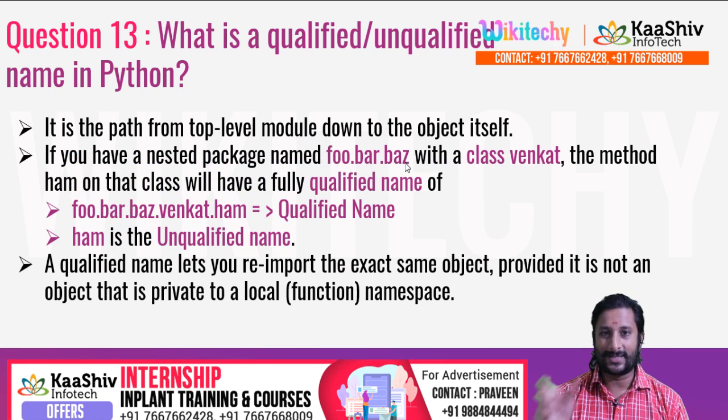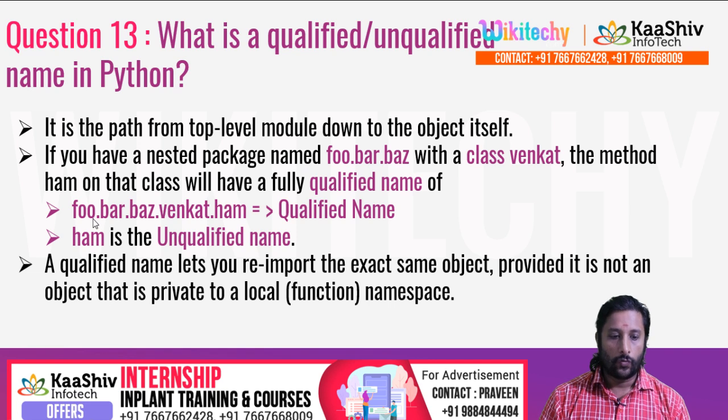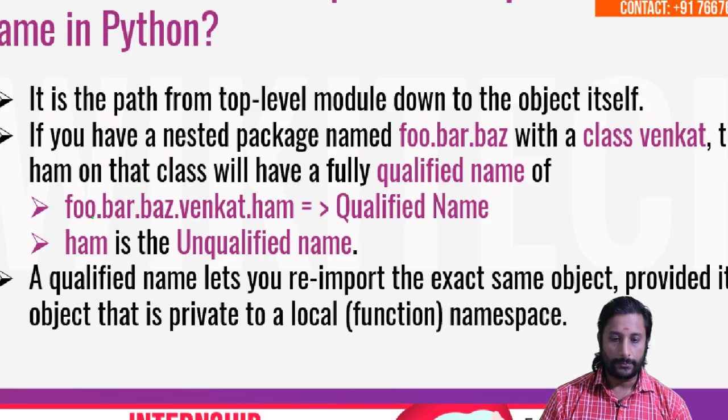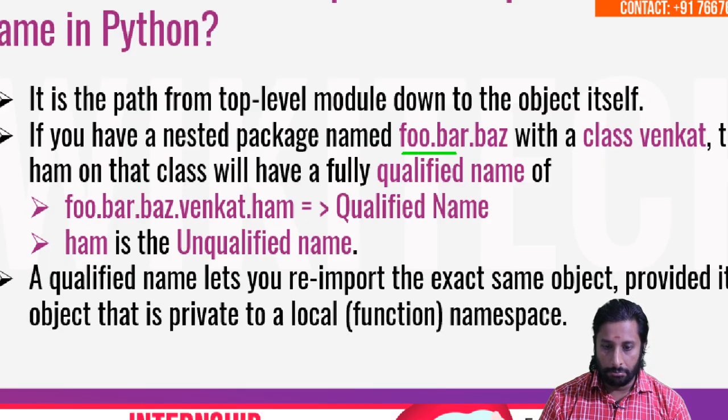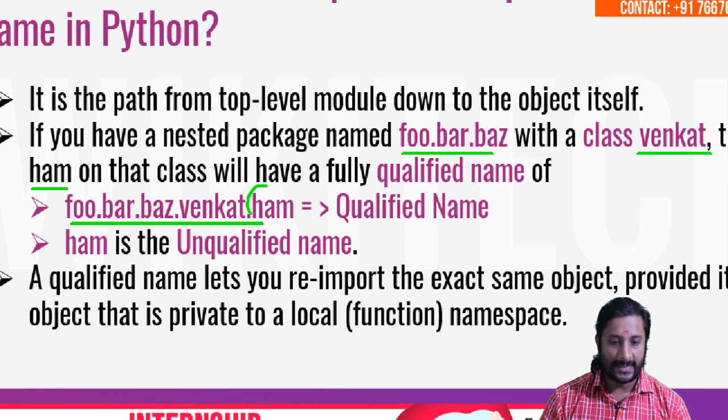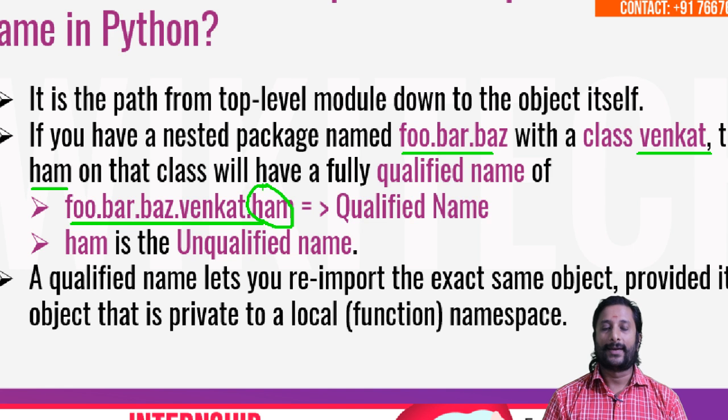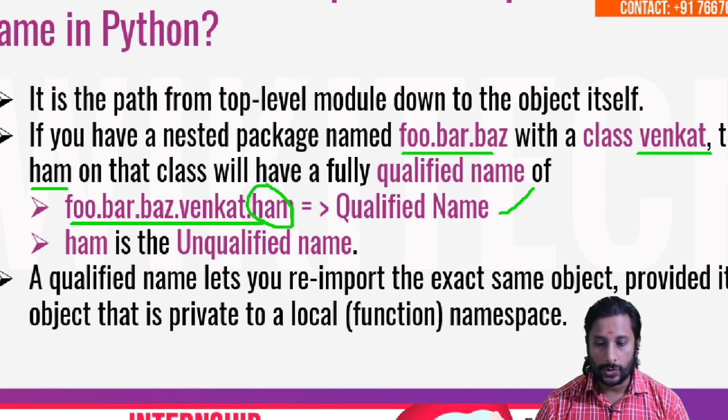I've got foo.bar.bus, so that's a package. I'm using it with a class Venkat. The method ham is called, in that case, foo dot bar dot bus dot Venkat dot ham. This is how you should access this particular method. So they call it a qualified name.